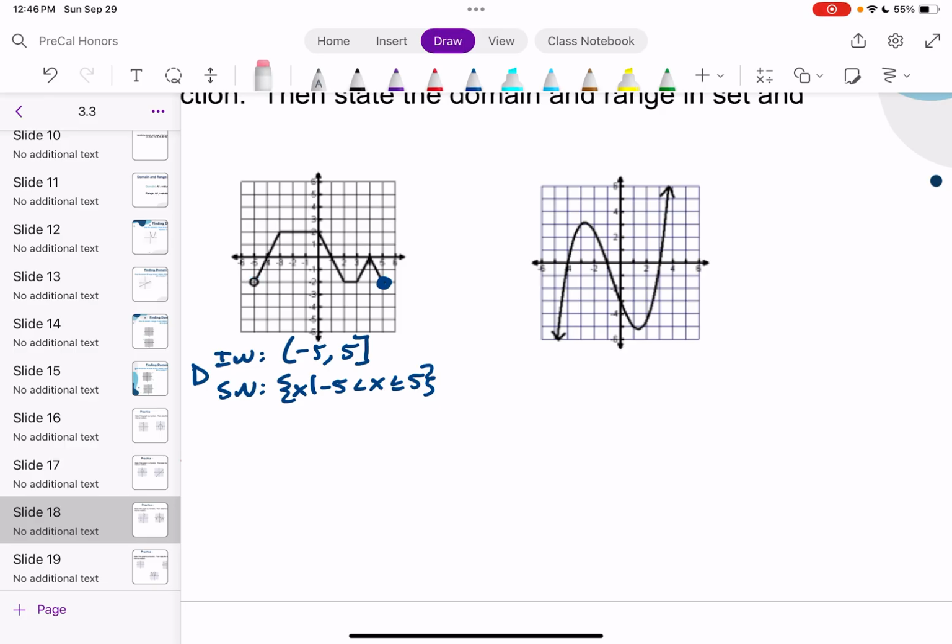In the case for our range, it is going to go from -2 all the way up to a positive 2. So in interval notation, this would be a bracket -2 to a bracket positive 2. Set notation would be y such that -2 is less than or equal to y, which is less than or equal to 2.